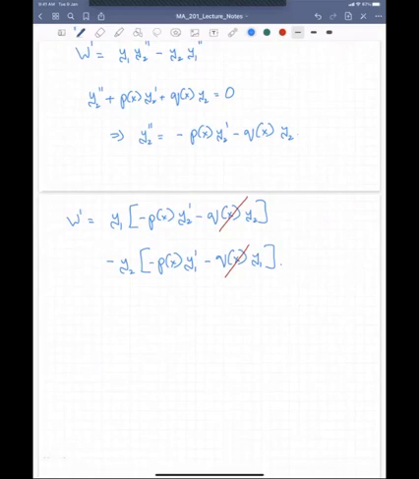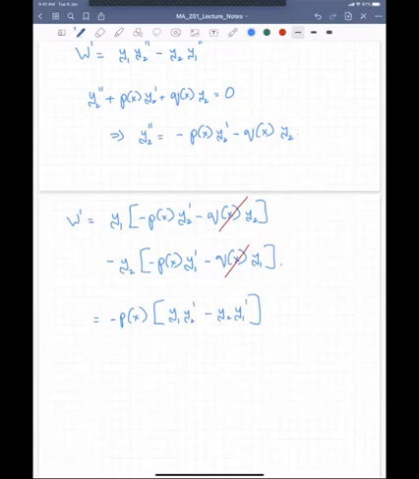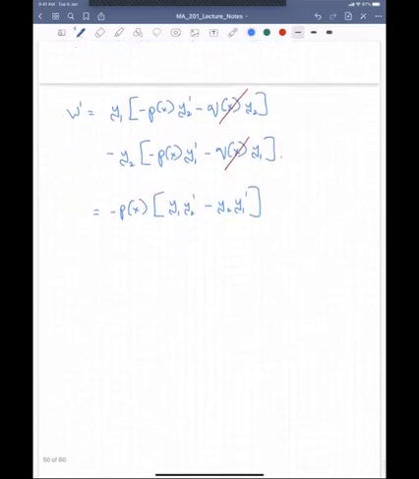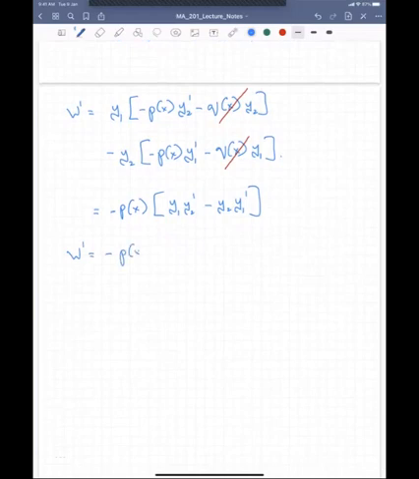And even now, it doesn't seem like a very useful formula because it still has y1 and y2. But now I can take p of x out common. In fact, I'll take minus p of x out common. And what remains on the right-hand side is basically y1 y2 prime minus y2 y1 prime, which, as you recognize, is basically the definition of the Wronskian. So W prime is simply minus p of x times W. It turns out that even though I don't know what the solutions y1 and y2 are, I can actually write down a very simple first order differential equation for the Wronskian, assuming that y1 and y2 are indeed solutions.